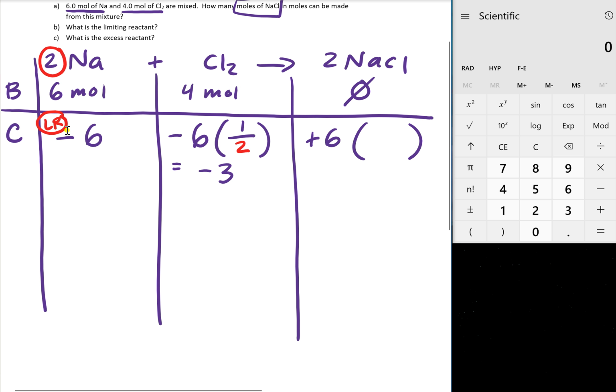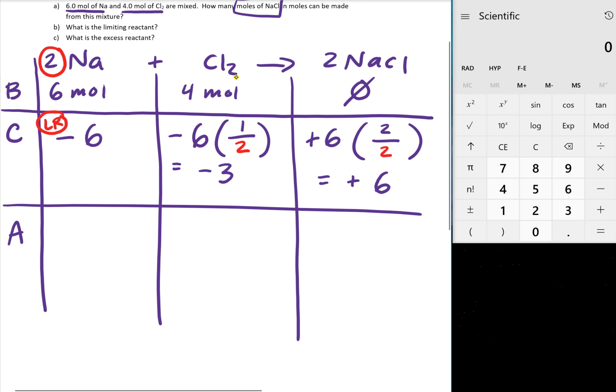So since sodium is limiting, I'm going to proceed with the rest of the problem. For the sodium chloride, its coefficient is 2, so its coefficient of 2 goes in the numerator, and that denominator is always the coefficient of the limiting reactant. So my limiting is sodium. Its coefficient is 2, and I solve this one. 2 over 2 really reduces down to 1 over 1, so this is plus 6.